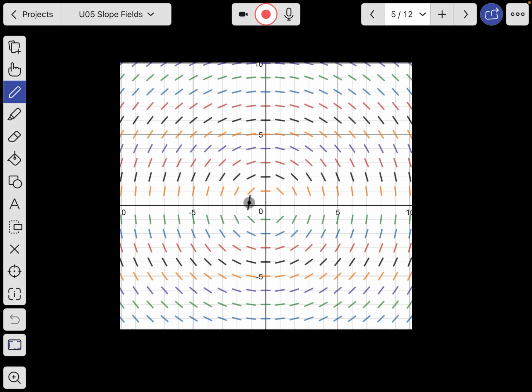Now, we don't know what the radius is, but if we had an initial condition, or if the graph said that it goes through a point, for example, 3, 0, we could plot that point 3, 0, and then follow those little slopes to draw our circle. Nice. This was just an example.